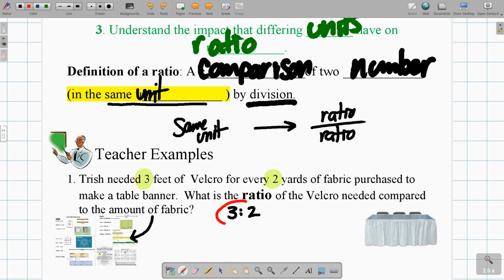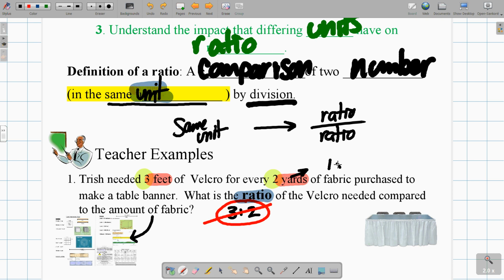No, you are not done. That, my friends, would be wrong, because watch very carefully. It is 3 feet of Velcro to 2 yards of fabric. In order to have a ratio, you must first get into the same unit. It's always best to go in the smaller unit. So I'm going to take yards into feet.